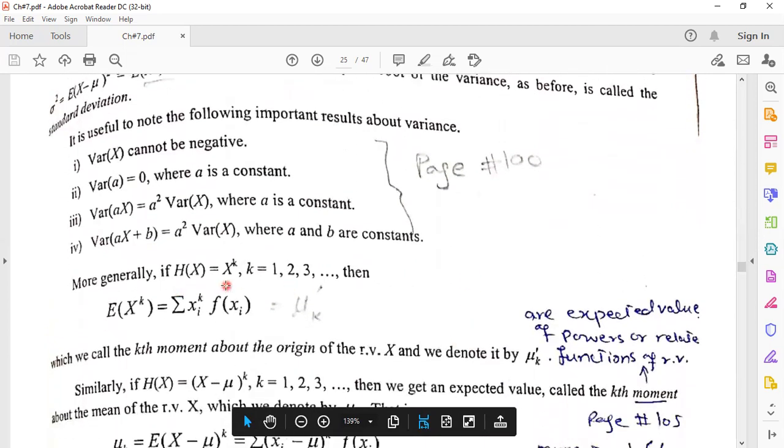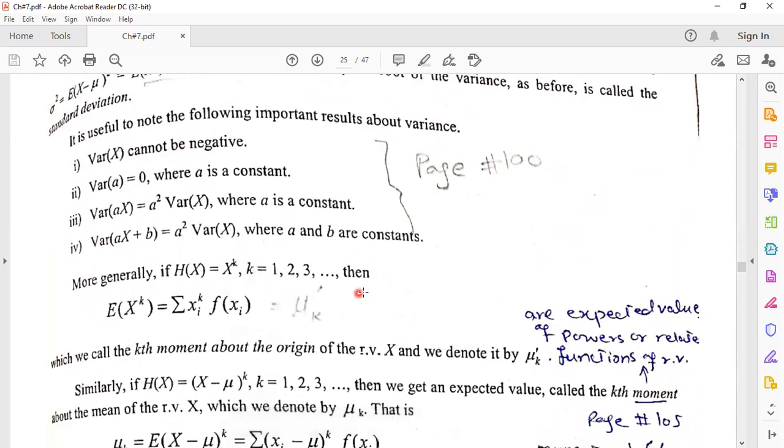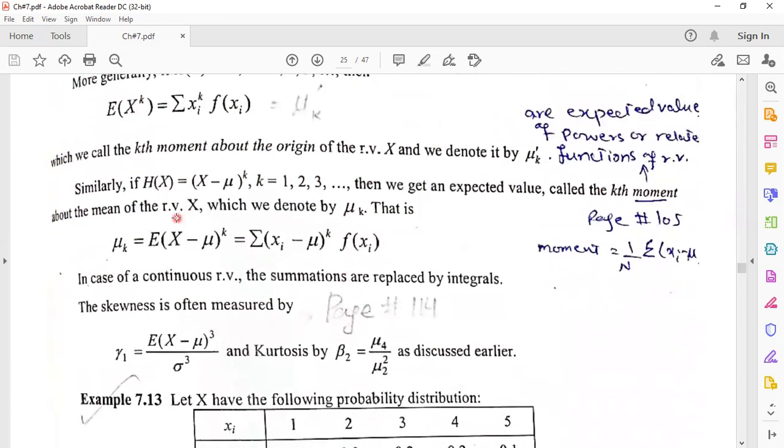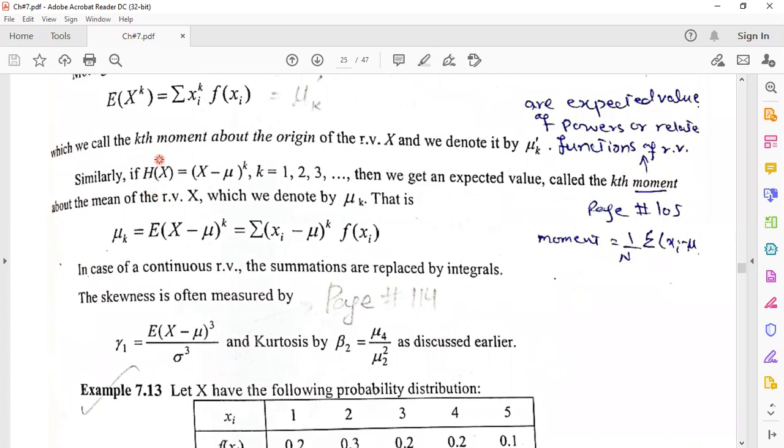if h of X equal X raised power k where k is 1, 2, 3 and so on, then expectation of X raised power k equal summation xi power k into f of xi. We call this the kth moment about the origin of the random variable X. We denote it by mu dash k subscript.